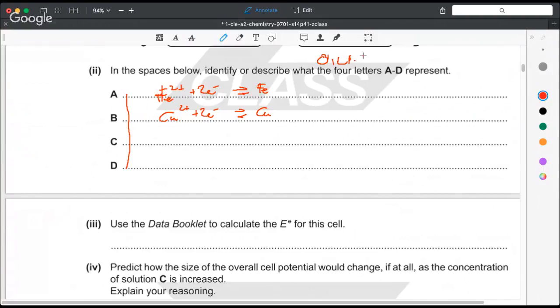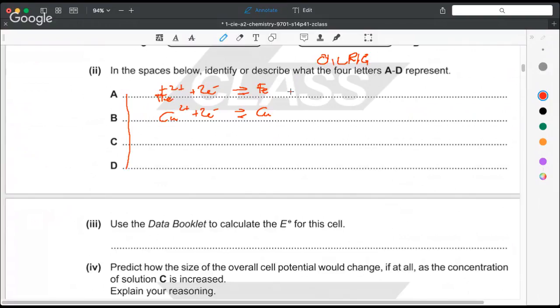Okay, so I'm trying to write here. Can you see that? OIL RIG. Have you come across that before? OIL RIG is just a little thing to help you remember that Oxidation Is Loss of electrons, Reduction Is Gain of electrons, okay? And you can see the way that these equilibria are written, they're written as gain of electrons, which is reduction.